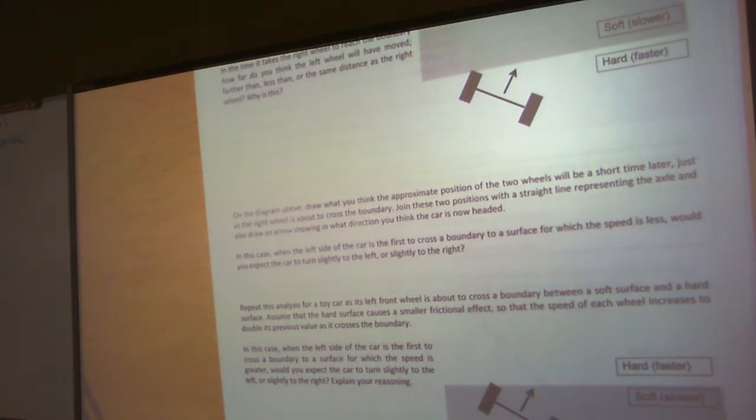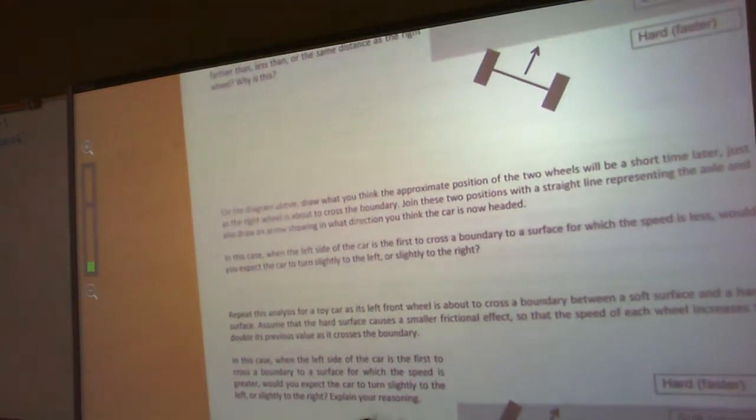First, with a car moving on a hard surface, reaching a softer surface. The softer surface is going to make it slow down. Think about which wheel will travel a greater distance by the time the next wheel reaches the interface, and what will the new angle of the vehicle be? Go ahead and read through this and answer these questions. Draw out what's asked.